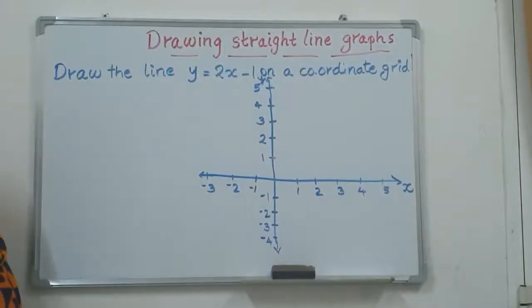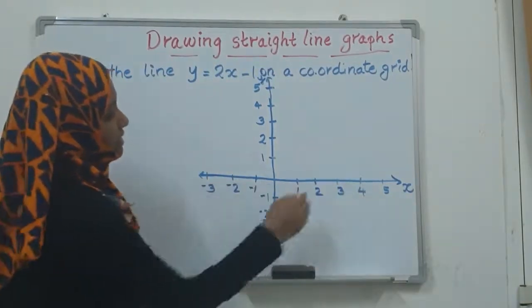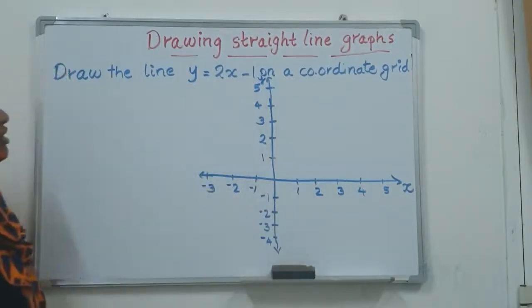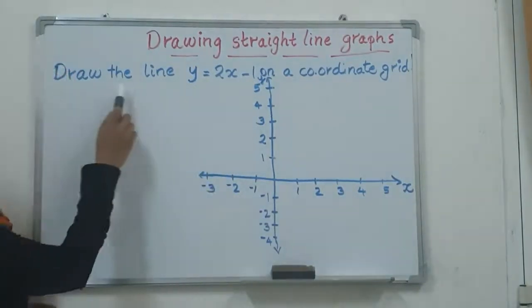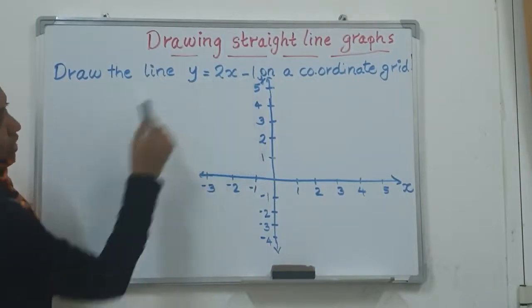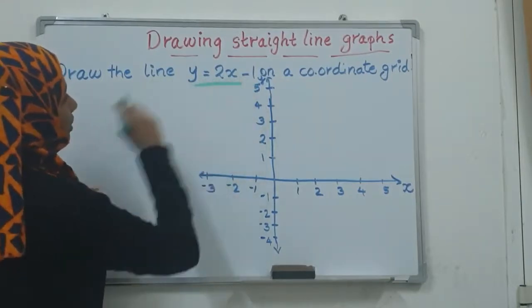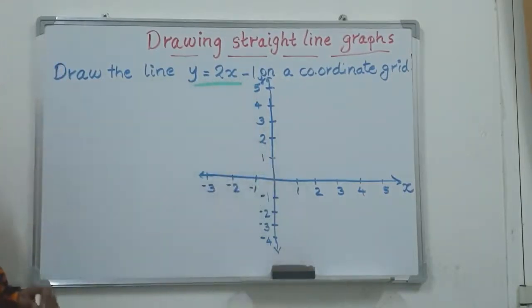Hi all, today we are going to discuss drawing straight line graphs. How do we draw an equation of a straight line on a coordinate grid? As we know, in a coordinate grid we have the x-axis and y-axis. So here my question is to draw the line of equation y equals 2x minus 1. I have to draw this straight line on a coordinate grid.